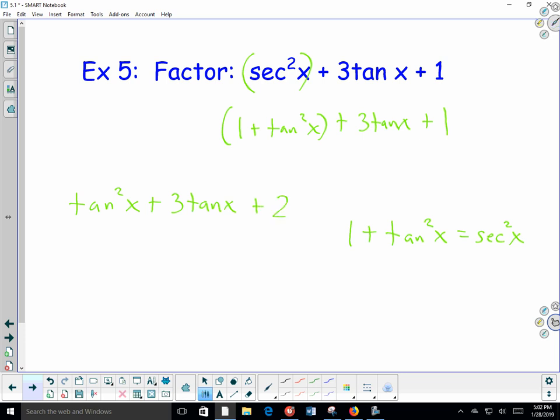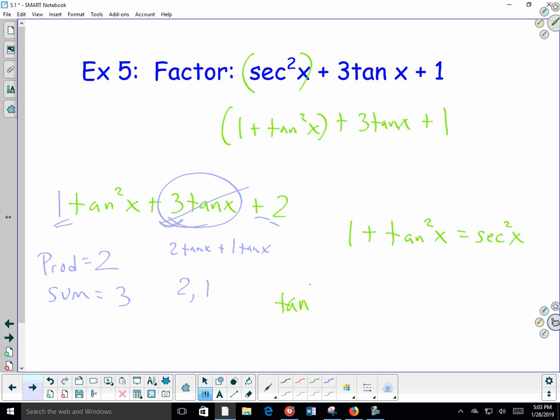And so if I combine the ones here, I get tangent squared x plus 3 tangent x plus 2. Again, I would use product sum. My product is going to be 1 times 2, which gives me a product of 2, and the sum is this middle term along with the sign, which is 3. So I think my numbers would just be a 2 and a 1. So I would take out this 3 tangent x and replace it with a 2 tangent x plus a 1 tangent x. And so we're going to have tangent squared x plus 2 tangent x plus 1 tangent x plus 2.